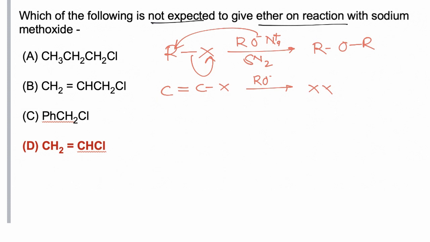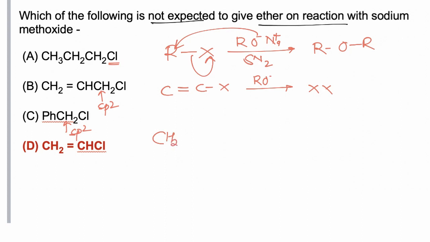If we consider the first example, Cl is attached to an sp3 hybridized carbon, so there is a possibility of Williamson synthesis. In the second case, again Cl is attached to an sp2 carbon, so in case of B, Williamson synthesis is not possible. In option C, again Cl is attached to an sp2 hybridized carbon, so again ether will not form as a product.